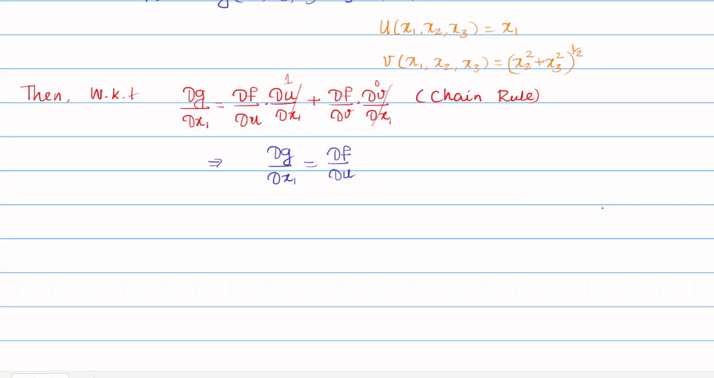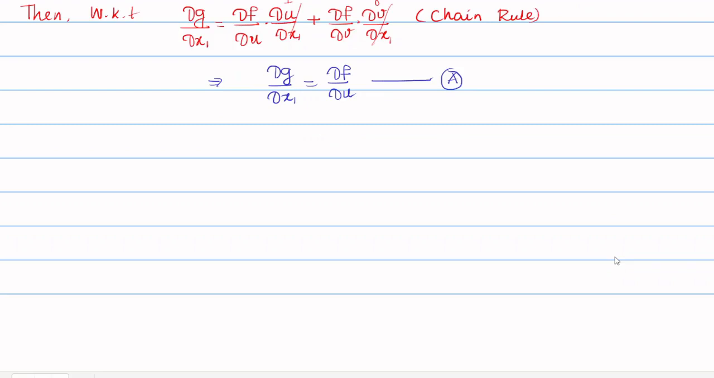So this is my equation A. Okay, now here let us calculate this. That is now dou g by dou x2, which is equal to dou f by dou u into dou u by dou x2 plus dou f by dou v into dou v by dou x2. I am going to differentiate with respect to x2.